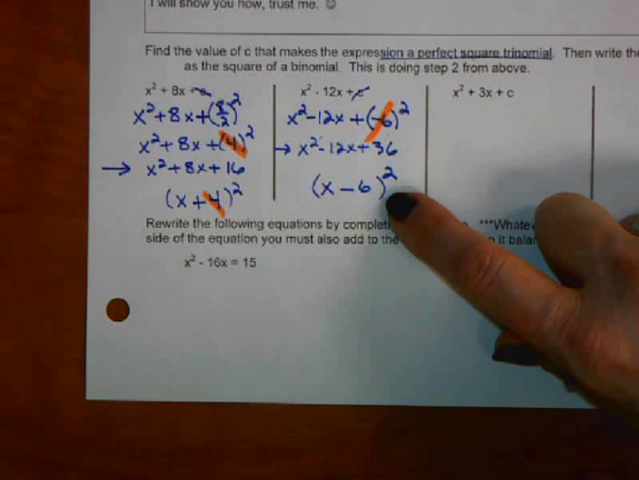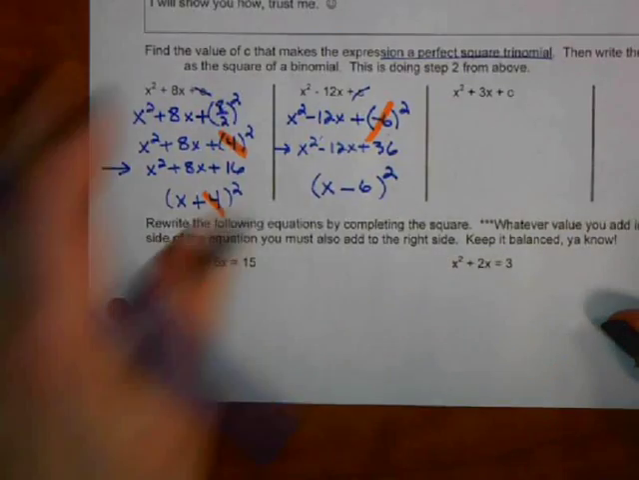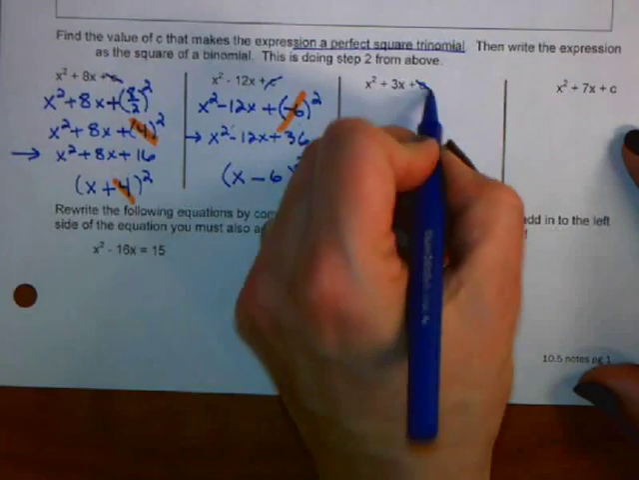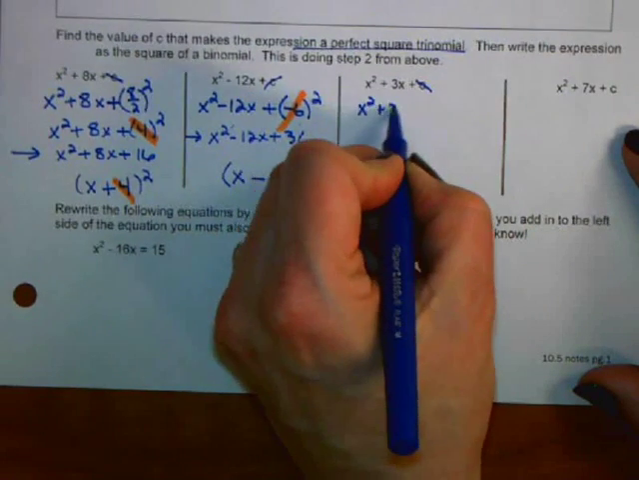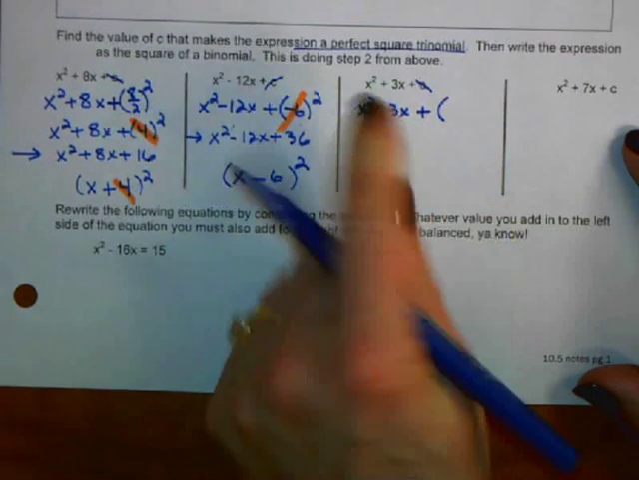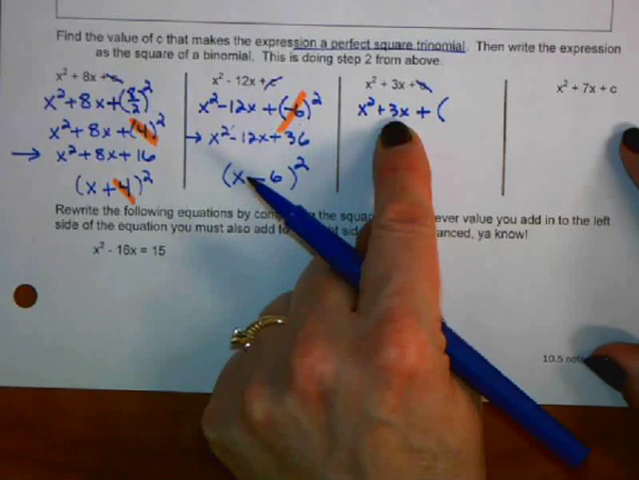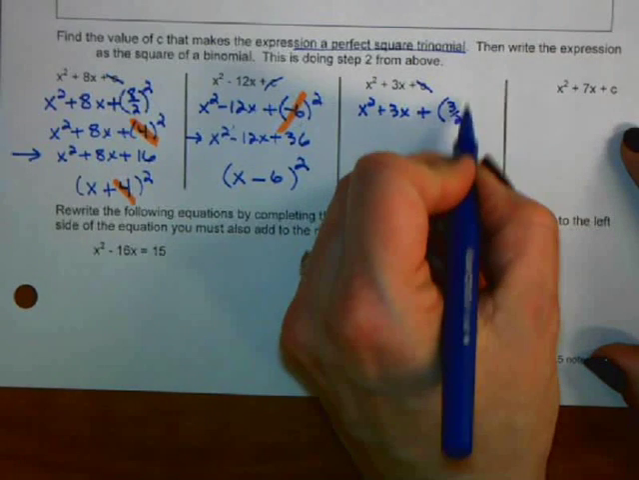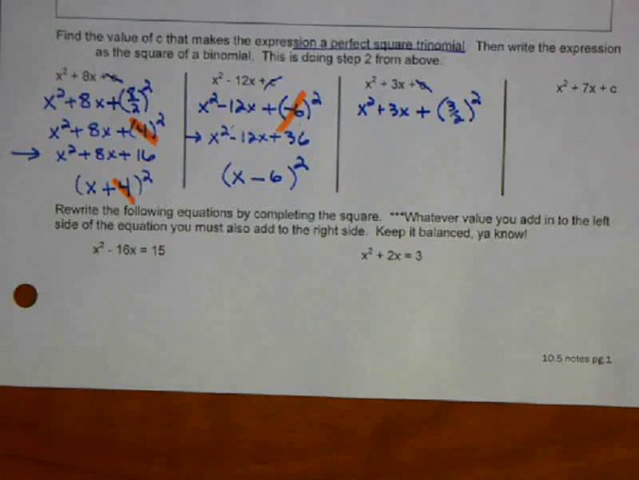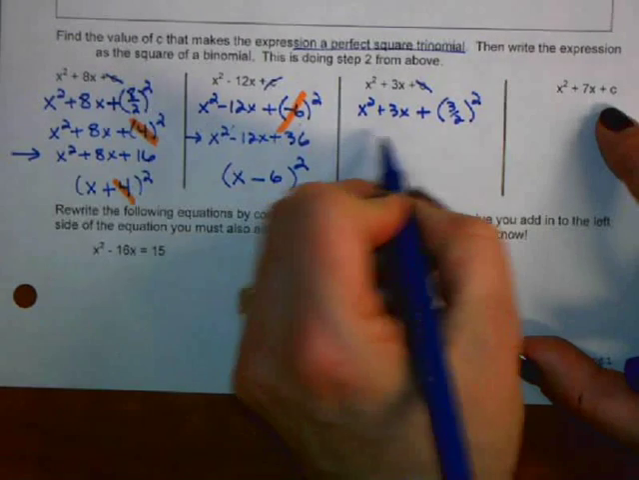So that's the square of the binomial right there. Okay, let's do another one. I need to replace c. So x squared plus 3x, I'm going to add in half of 3. I'm going to leave it as a fraction, squared. That's half of 3, 3 halves. Okay? I told you it's long, so be patient.